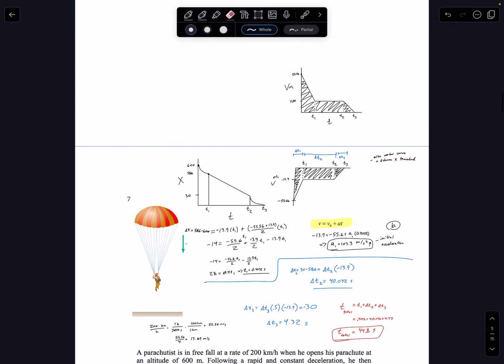And then that was just for reference from before. I drew it the wrong way, so it didn't really make sense.